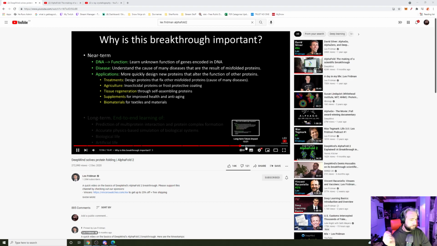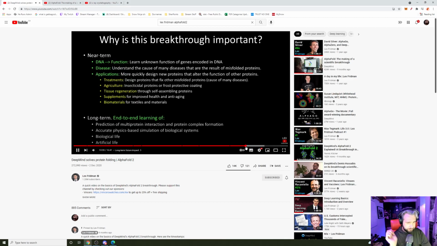Again, those are the causes of the diseases. The long-term or the super long-term future impact of this breakthrough might be just the advancement of end-to-end learning of really complicated problems in the life sciences. So protein folding is looking at the folding of a single protein. So being able to predict multi-protein interaction or protein complex formation, which even in my limited knowledge of biology.